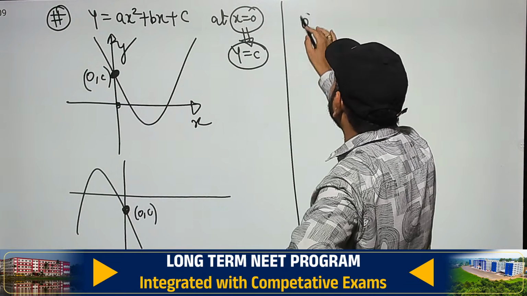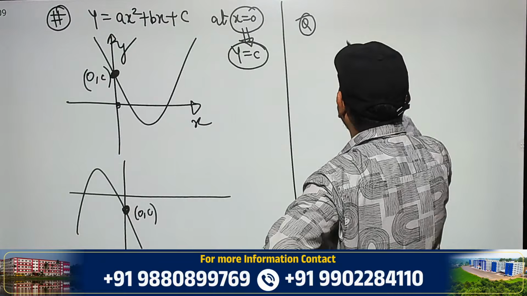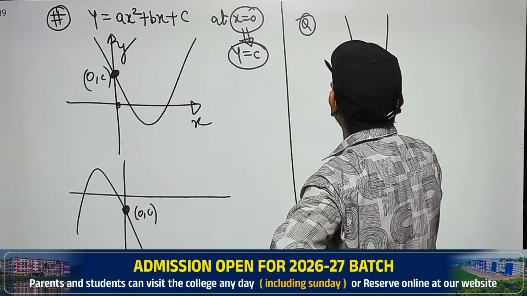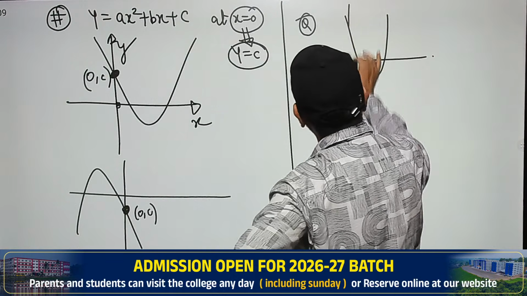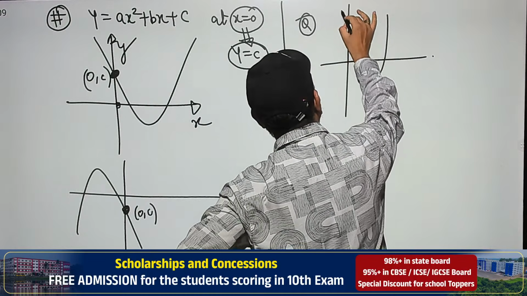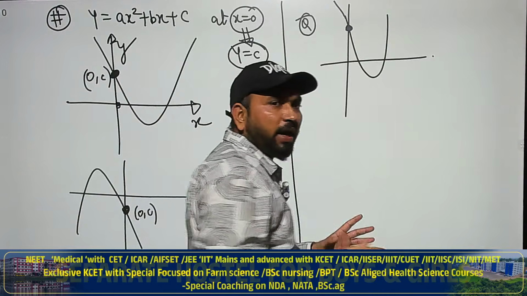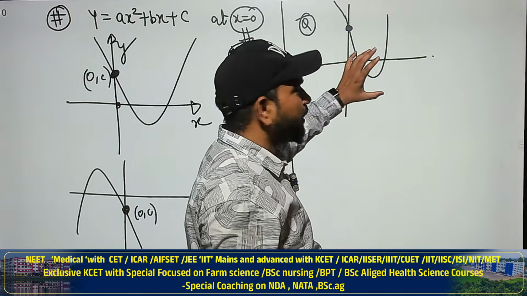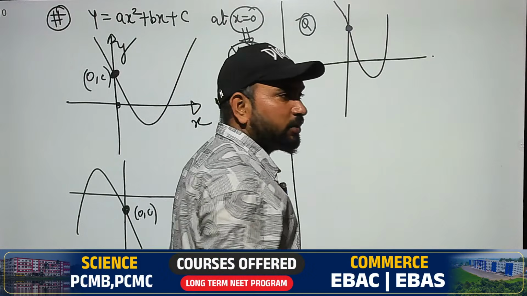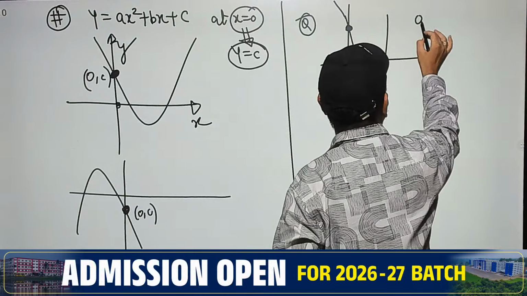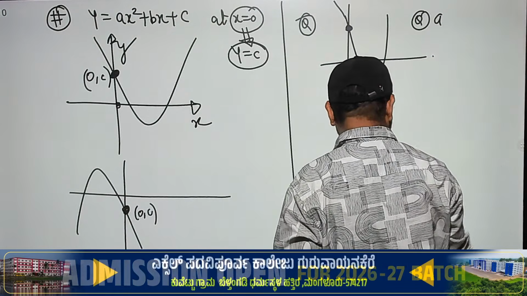Let's suppose I am giving the graph. Let's suppose any function has this graph. Then what idea do you have about the symbols of A, D and C? So our question function is, y is equal to what?